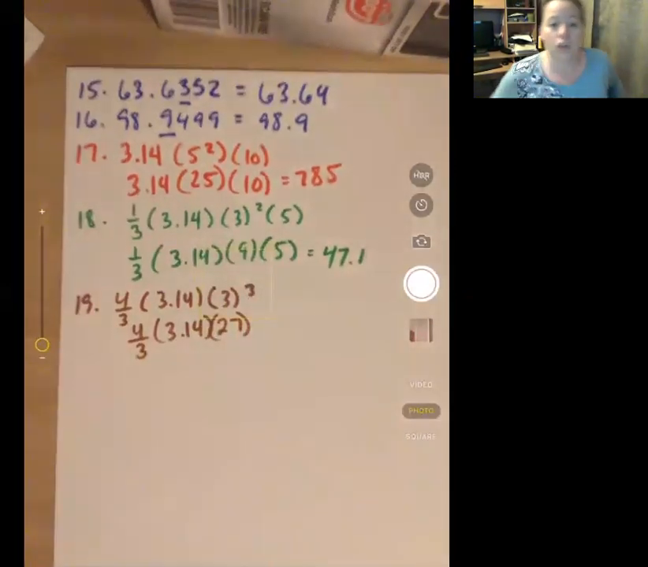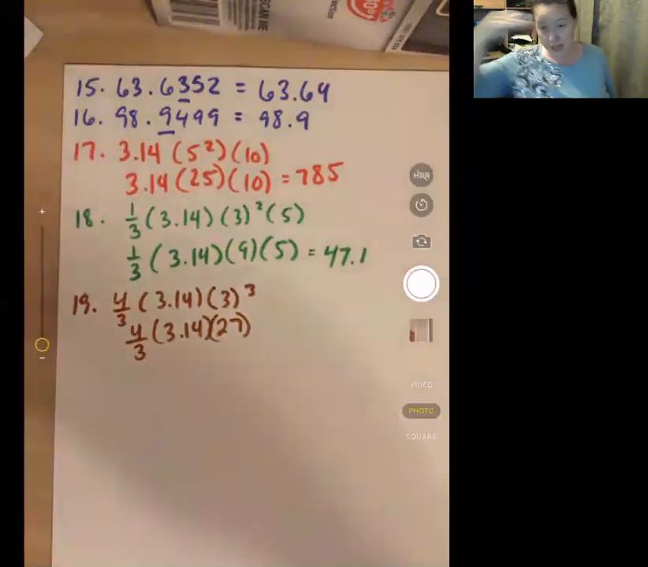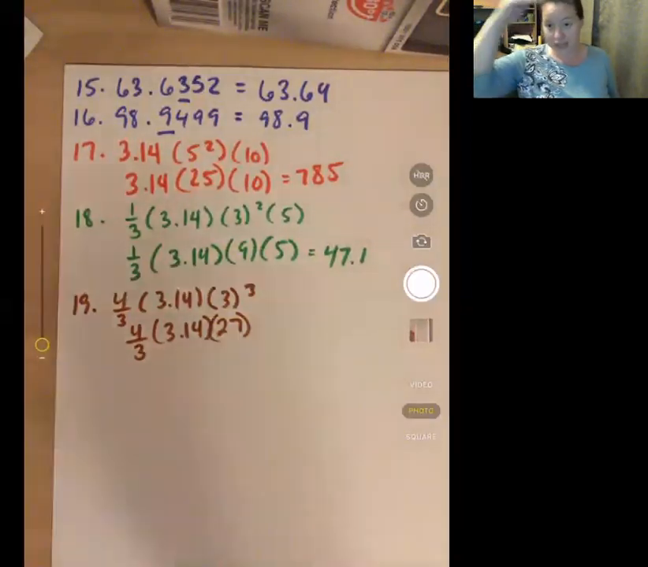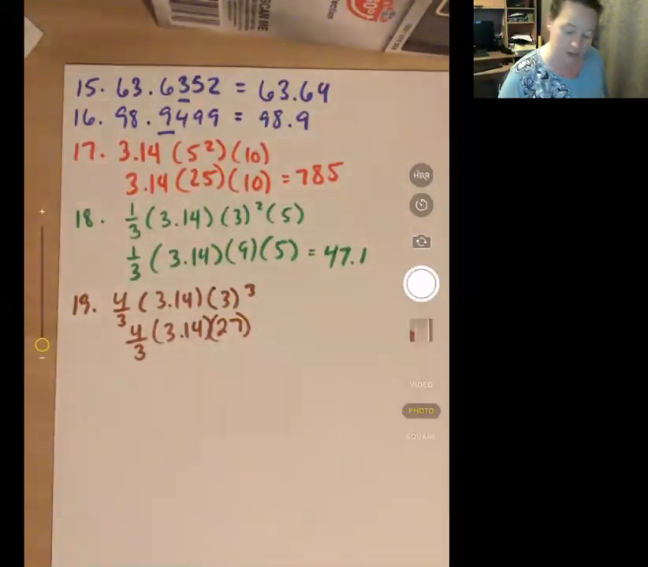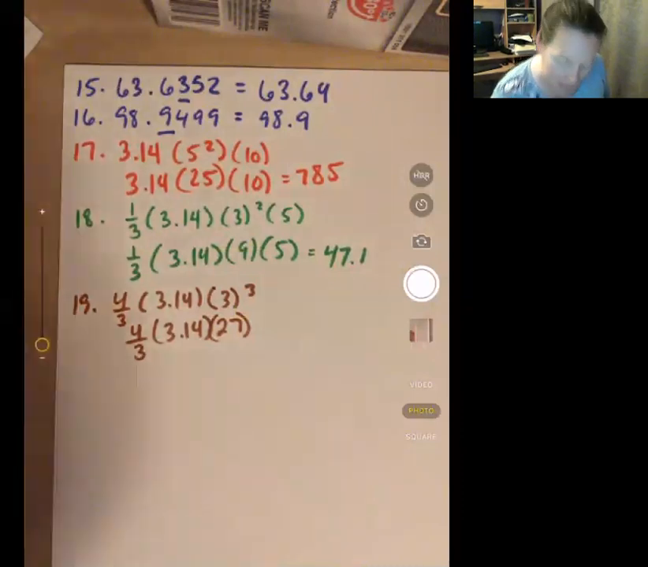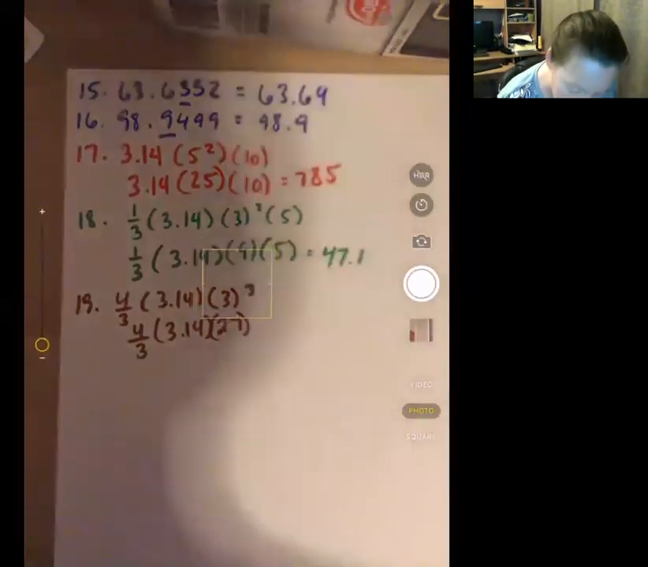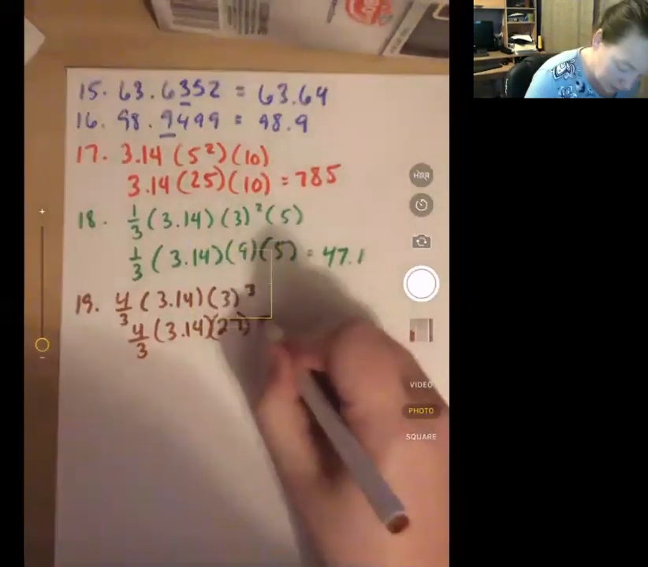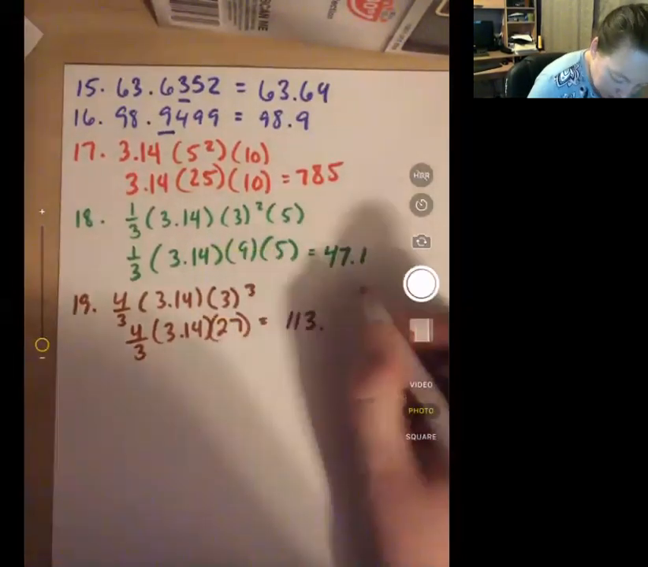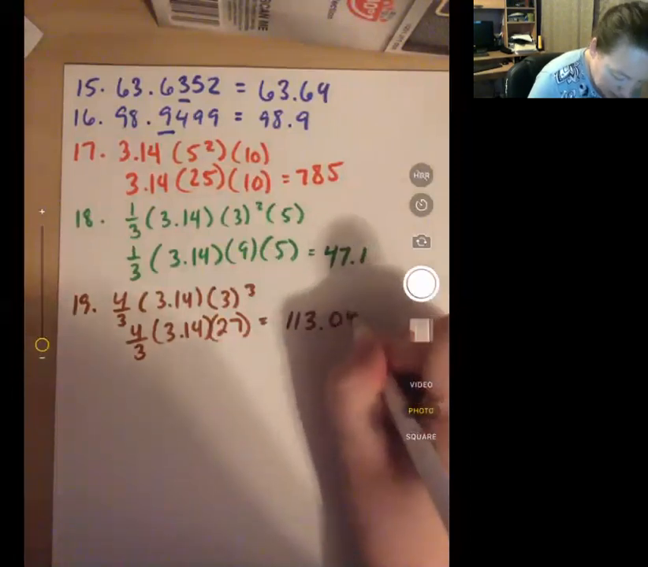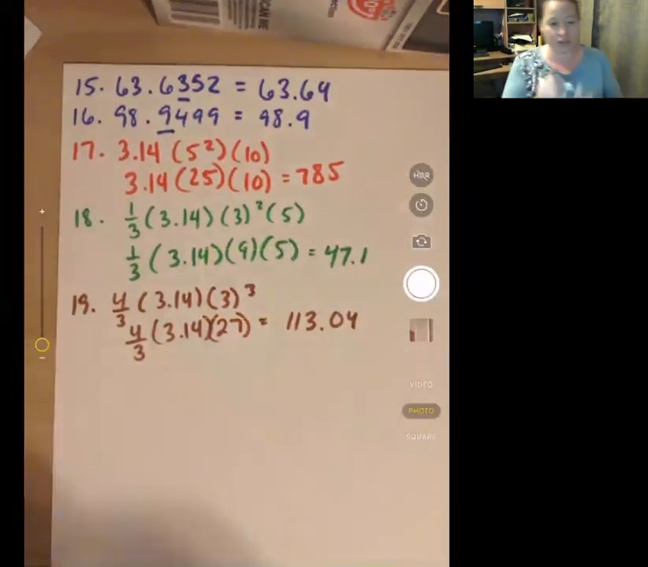Okay, so we multiply the numbers that are on the top. All the numerators get multiplied, and then we divide by the denominator. So I'm going to go 4 times 3 14/100 times 27 divided by 3 equals 113 4/100.